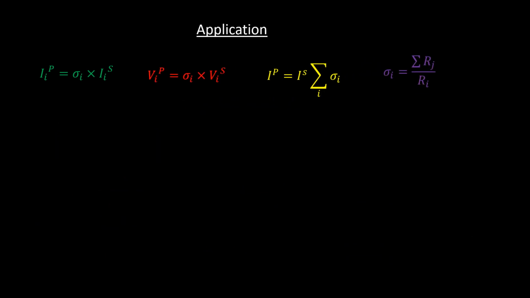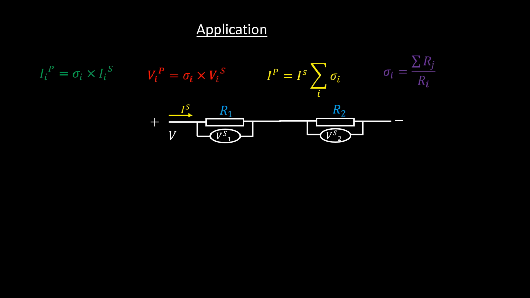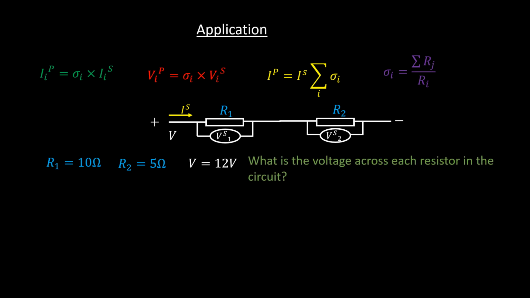Let's see how we can apply this to solve circuit problems. Consider our series circuits below. Let R1 be 10 ohms and R2 be 5 ohms. Let's use a 12-volt battery for the supply. What is the voltage drop across each resistor?